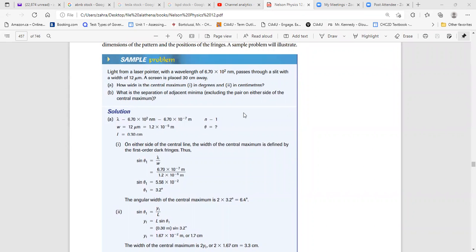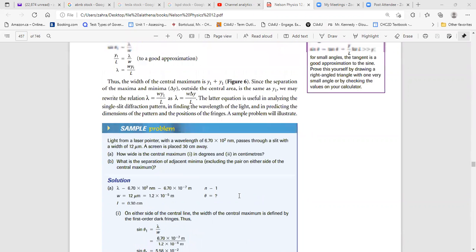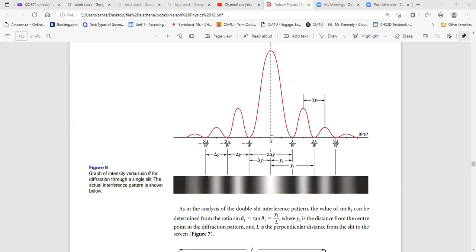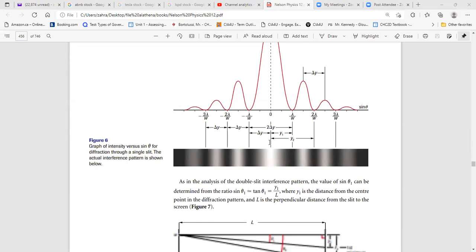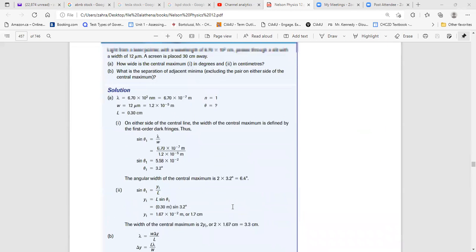Same thing in centimeters. We know that sine theta 1 is again equal to y1 over L. So you just rearrange it for y, and it's going to be 1.7 centimeters, but you need to multiply it by 2 again, for the same reason. Here I'm going to show it in this picture as well. So here is the center, and from here to here will be given. You have to multiply by 2 because from here to here it's twice the distance you find. That's why you multiply that by 2 here.